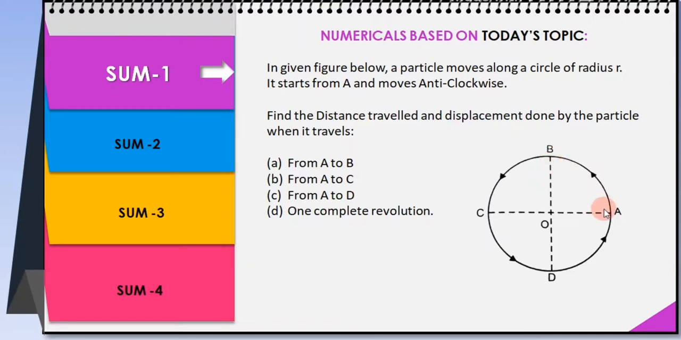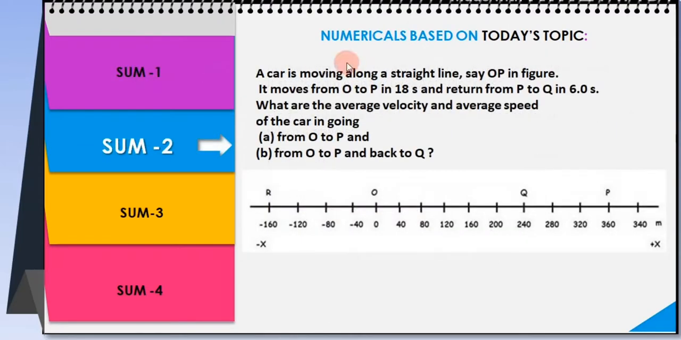distance we can find out it is the fourth part of the circumference, right? So if you divide circumference by 4, you may get the length of the curve. And displacement is, if you draw a straight line, it will be exactly like the hypotenuse of this right angle triangle. So try this, you may get the answer. A to C, very easy. A to D and one complete revolution is also easy. So try this. Moving on to the next sum.